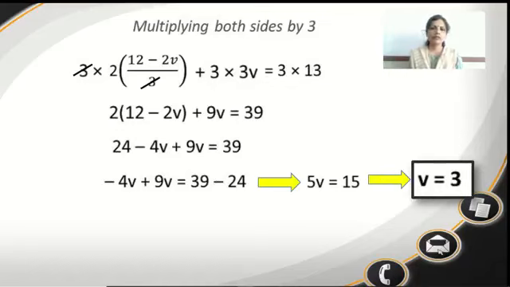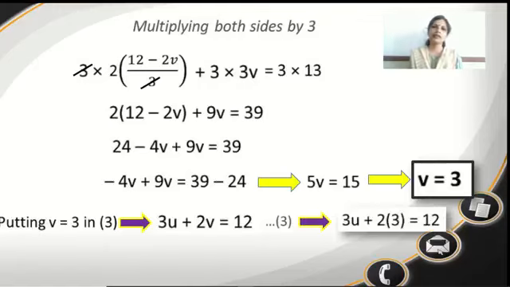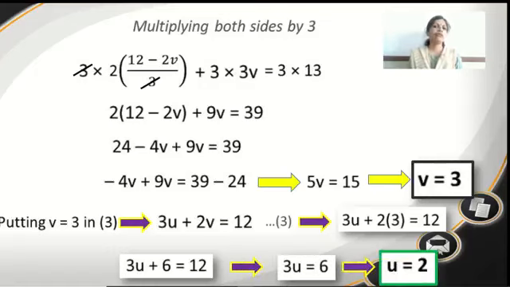Now let's find out the value of u. So we'll put v is equal to 3 in equation 3. And our equation 3 is 3u plus 2v is equal to 12. If we substitute this, we get 3u plus 2 into 3 is equal to 12. So 3u plus 6 is equal to 12. That will give you 3u is equal to 6. And so we get the value of u as 2.